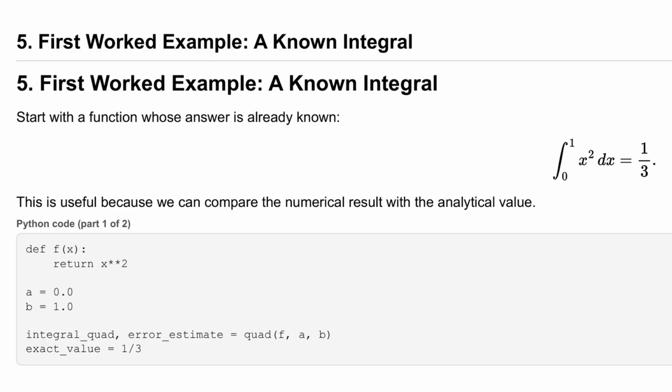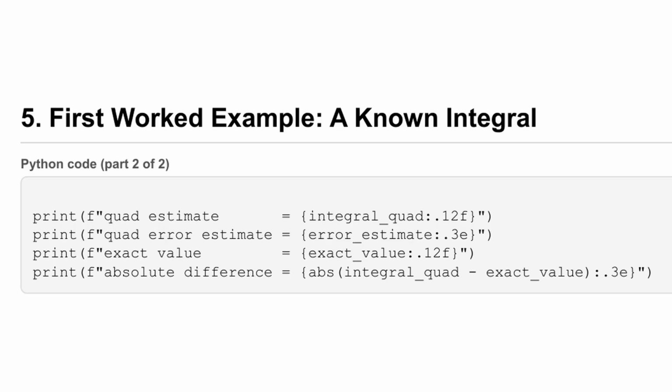Let us start with a simple, known integral to verify our methods. We will integrate the function x squared from 0 to 1. Analytically, we know the exact value is 1/3, which gives us a perfect baseline to test our numerical approach. We define our function, set the limits, and pass them to the quad solver.